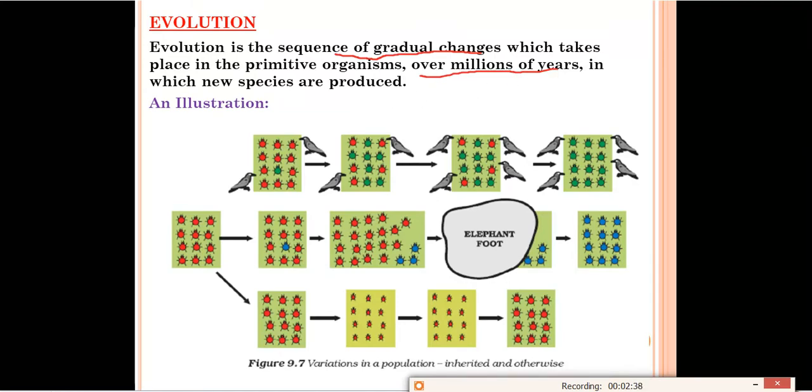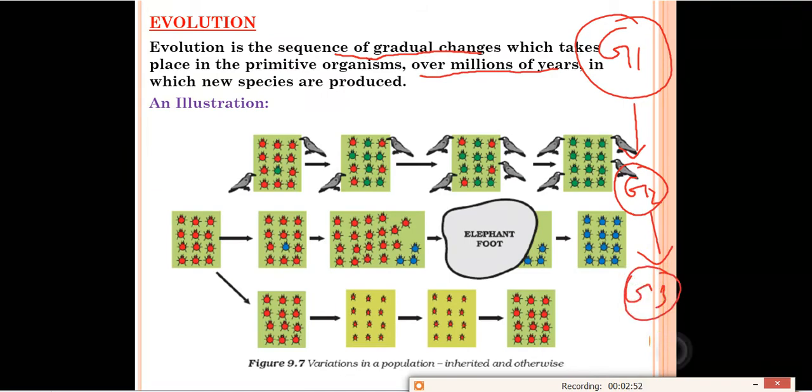We can understand this through an example. Suppose we have some organism in this one. So this is our generation 1, next will be our generation 2, and next will be our generation 3. Like this, many generations will come, and at last we'll get generation number 1000. Suppose this is the last generation.